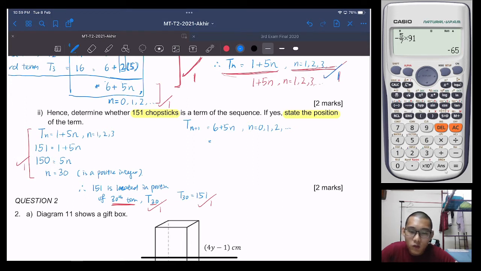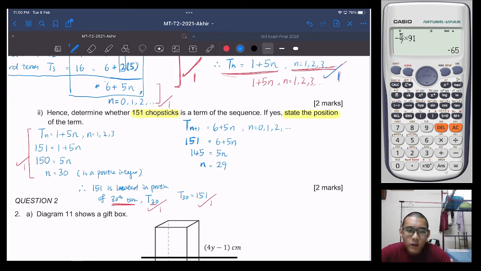But n equal to 29 is not the answer yet. So let's say we have 151 here, 6 plus 5n. Let's say Tn plus 1 is 151. That's why I write down 151 here, because I substitute. I don't know the n yet. I need to find the n first. So we solve it. We receive 145 after we subtract 6 from 151. Then 145 equals 5n, and we can calculate and find the answer is 29.